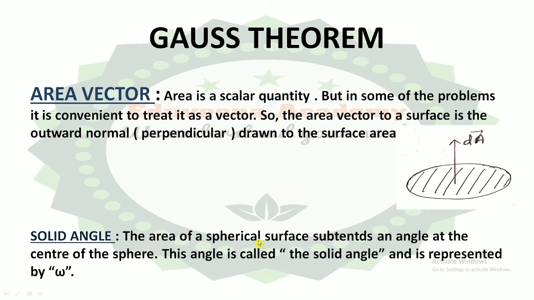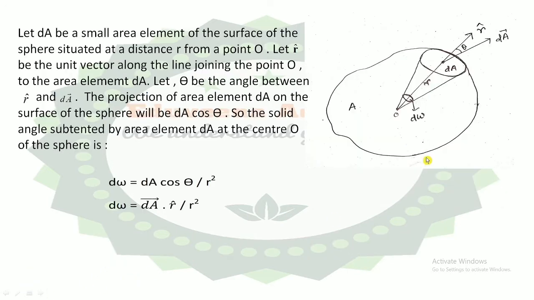The area of a spherical surface subtends an angle at the center of the sphere. This angle is called the solid angle and is represented by omega. Let us understand this properly. So this is the geometry, a spherical surface A. This is an area element on the surface, dA, a small area element. What will be the angle which dA subtends at O? Basically the solid angle d omega.